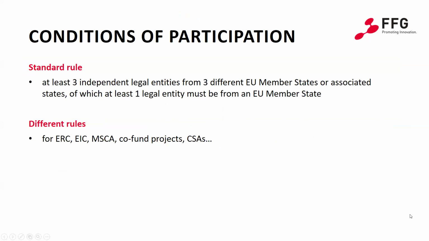The conditions for participation: there's a basic standard rule, which is that you need at least 3 independent legal entities from 3 different EU member states or associated states, of which at least 1 legal entity must be from an EU member state. This is the standard rule. There are different rules for other project types, ERC, EIC, MSCA, co-fund projects, CSAs. These have different conditions for participation.